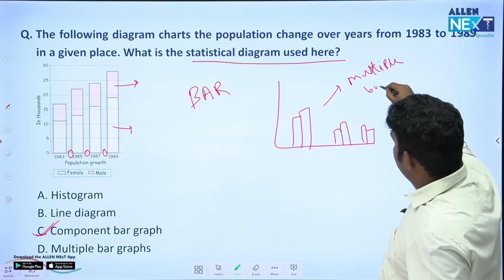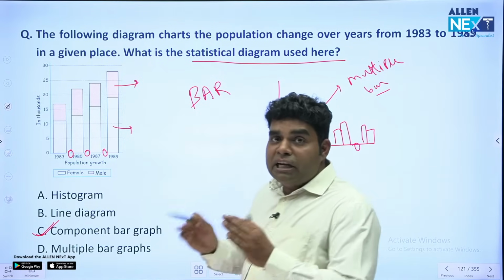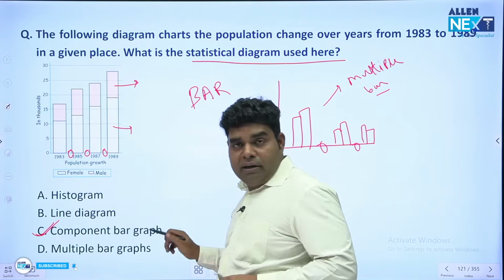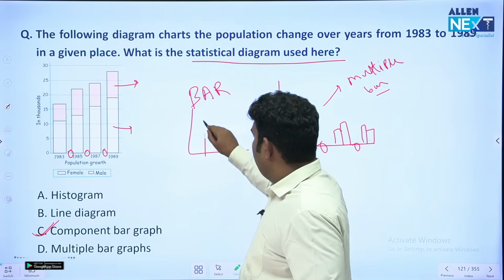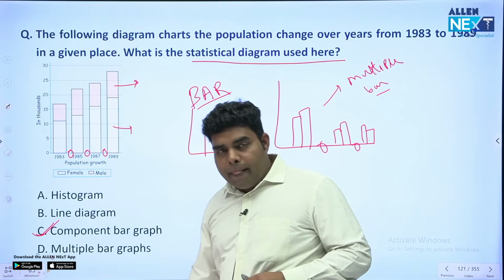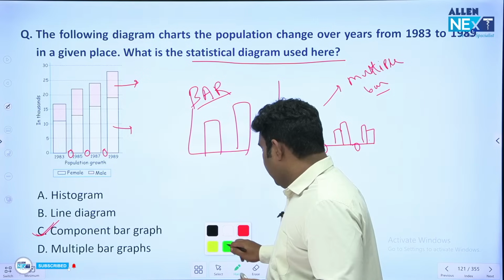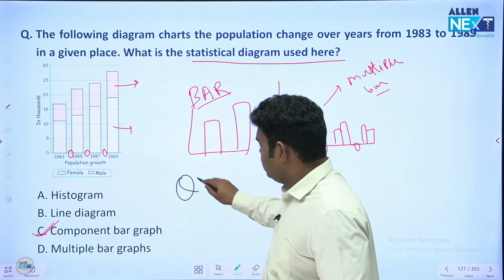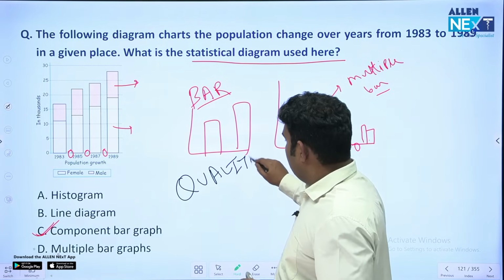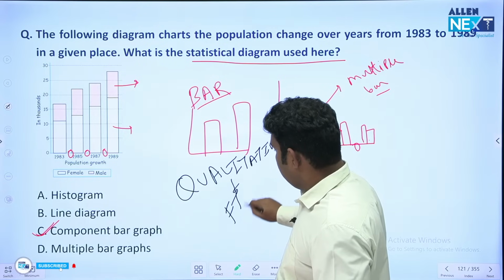So in multiple bar also the gap will come again and again, but after every two or three bars, that is multiple bar. And if there is one above another, component bar. And if it is simply like this, one bar, then another bar, this is simply a bar diagram. Okay? And there is one new method of showing qualitative data. That is known as fish diagram. Qualitative data can also be shown by a fish diagram.